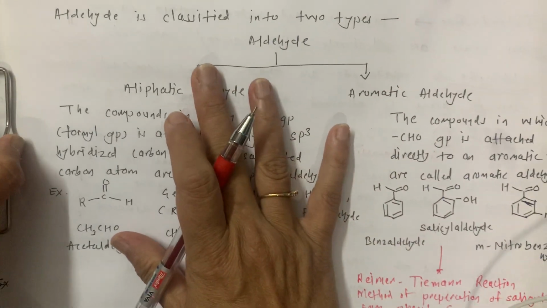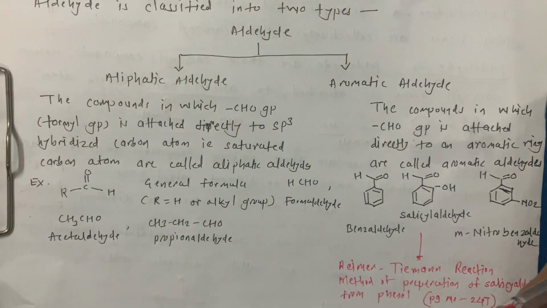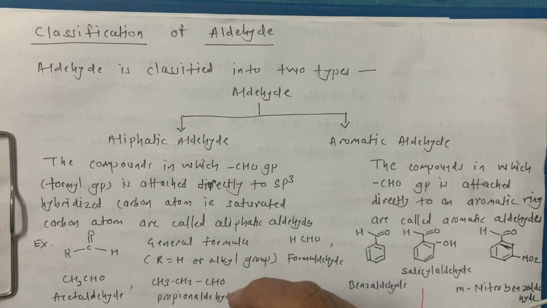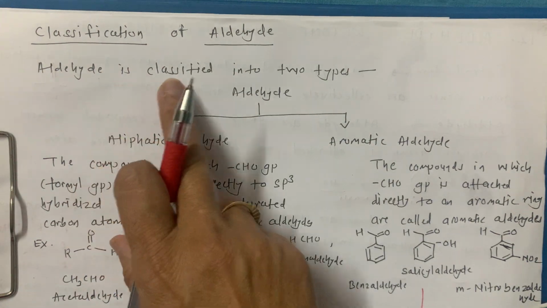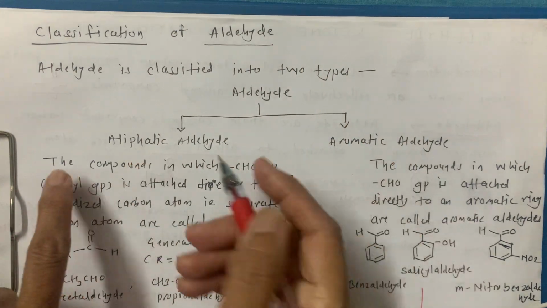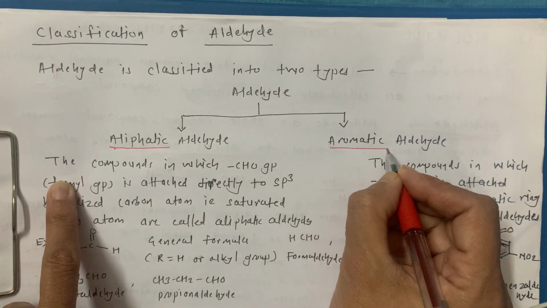Now we will see classifications. First, the classification of aldehyde. Aldehyde is classified into two types. Which are these two types? One is aliphatic aldehyde, another one is aromatic aldehyde.